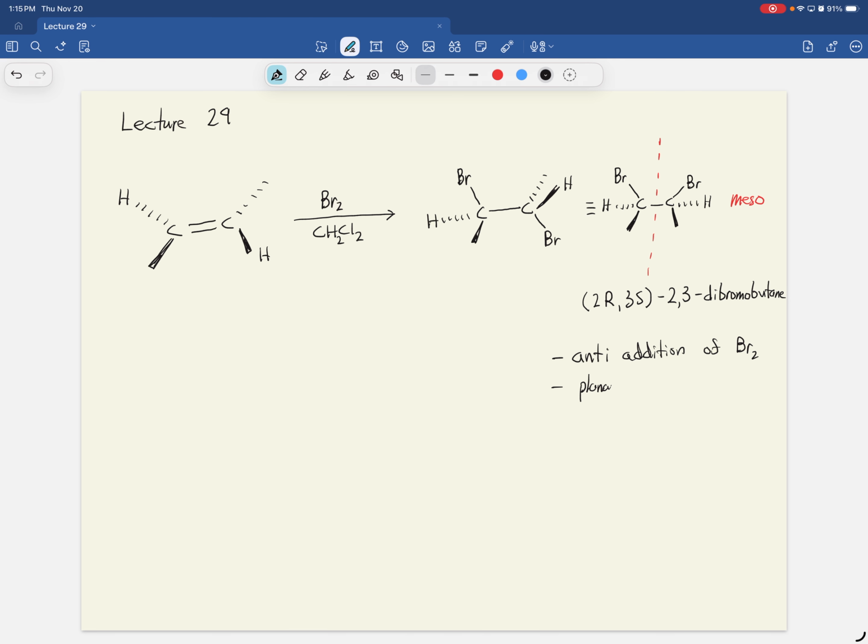So planar reactant, racemic product. Remember, this isomer wasn't a stereocenter, so we didn't have one enantiomer, so we're not going to get one enantiomer as the product. We're going to get both.